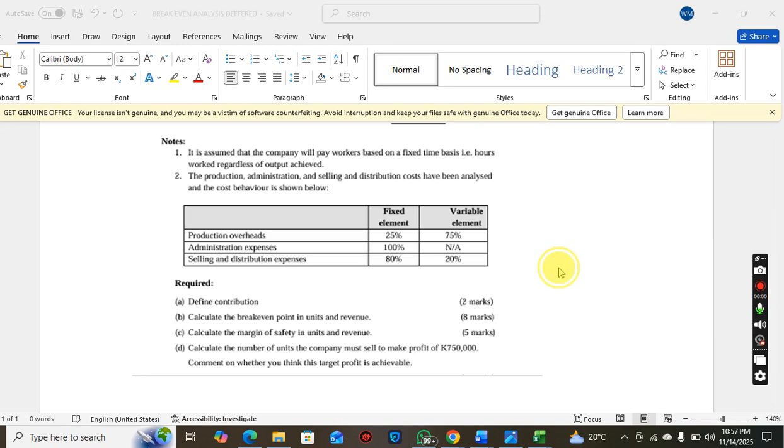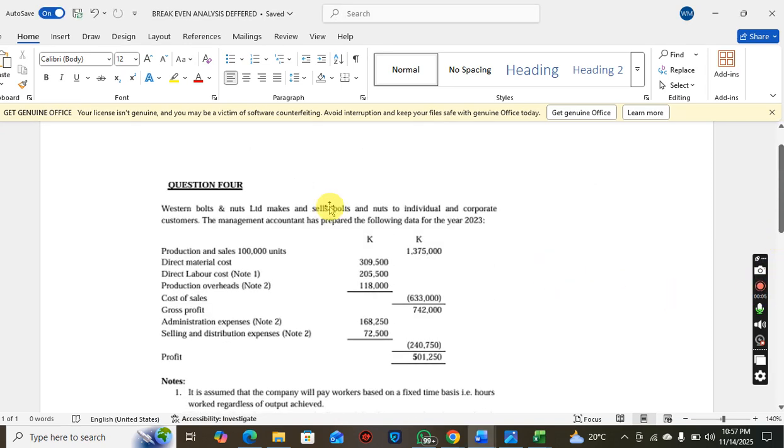Definition here. Let me read it out. It says Western Boats and Nuts Limited makes and sells boats and nuts to individual and corporate customers. The management accountant has provided the following data for the year 2023. Production and sales 100,000 units. So they produced and sold 100,000 units.